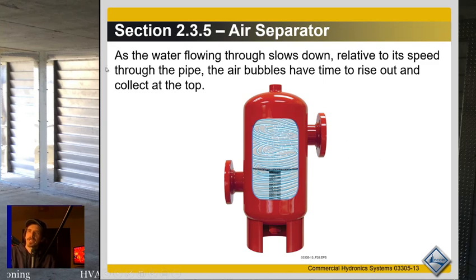As the water flows through, it slows down relative to its speed through the pipe, so the air bubbles have time to rise out and collect at the top, right? The water comes in, spirals down and out, and the air ends up in the center and gets ejected at the top through the air separator.